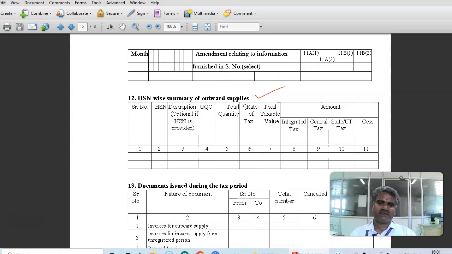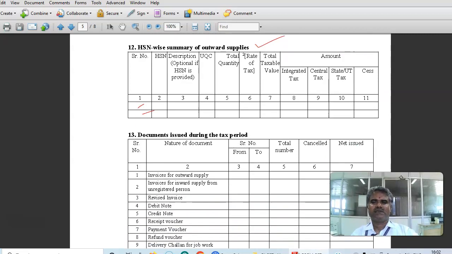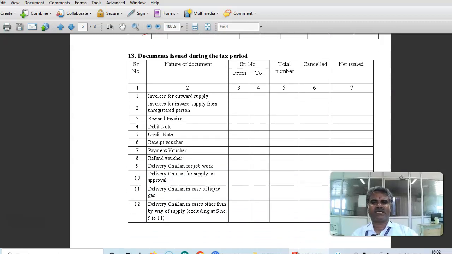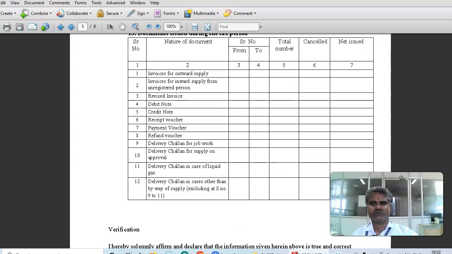This is what we use to identify the number, description of goods, classification and description of goods here. Based on the HSN, you have to list out one by one. Then, documents issued during the tax period. What are the documents you have to issue?